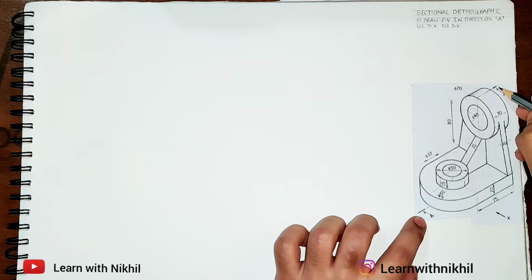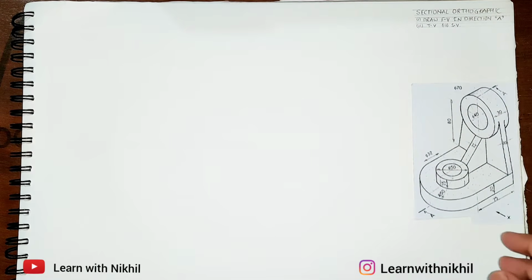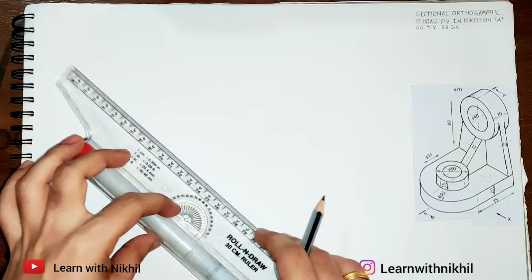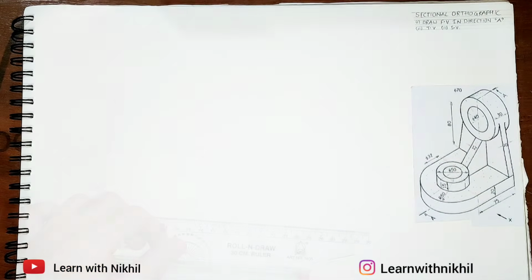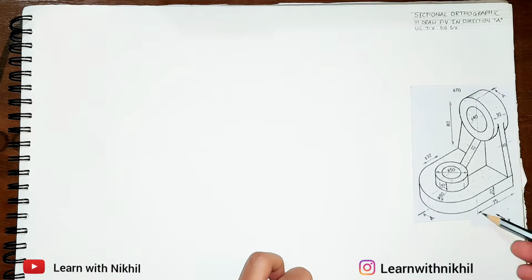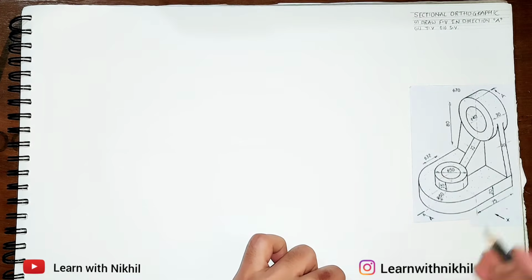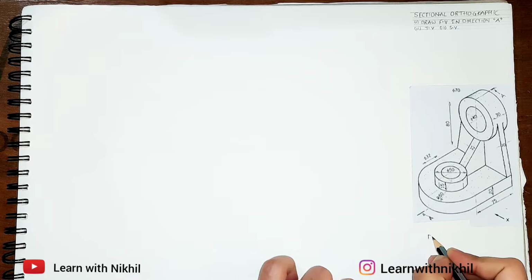This is direction X. So if they said direction X, then normal front view. If direction A, the cutting plane, it will be sectional. Then you have to draw the top view and the side view. Now first we'll always calculate the total width of the front view, top view and the side view.